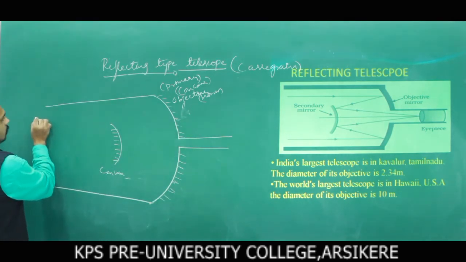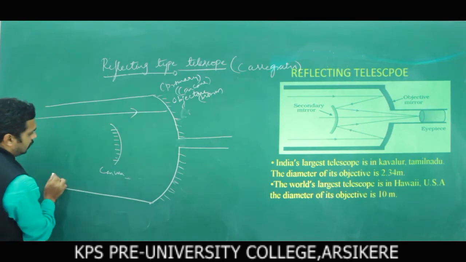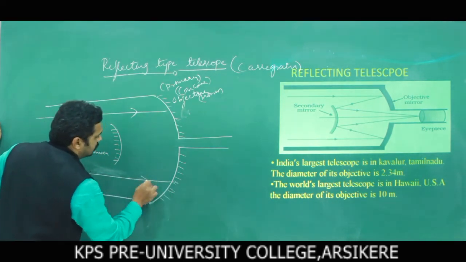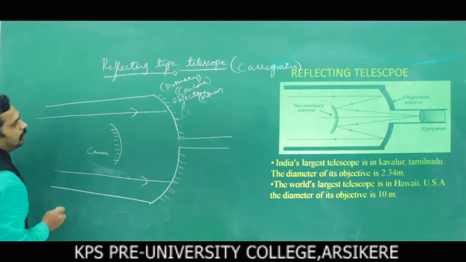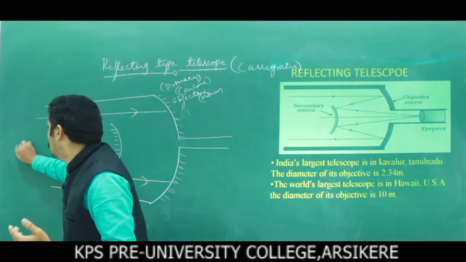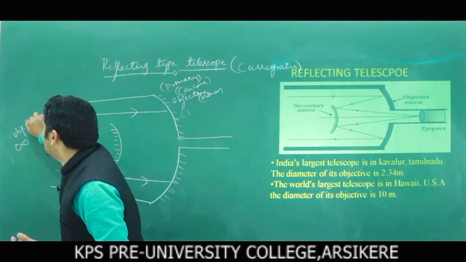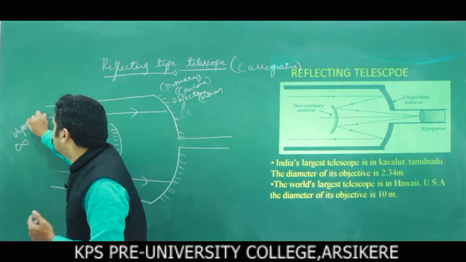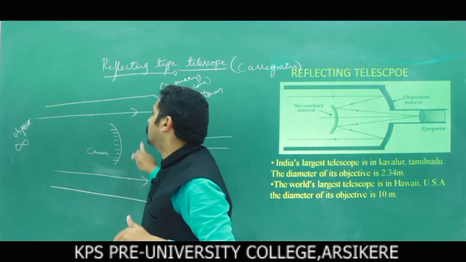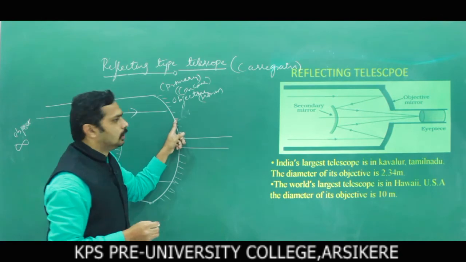You send the rays of light here. The rays of light from the object. You know that your object is far away. Object at infinity. Imagine the object is somewhere very far away. From the object we will get parallel rays of light. It falls on the objective mirror.